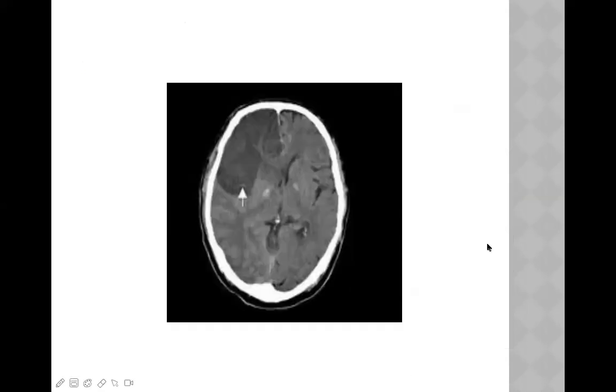Let's move on. Now, another CT scan. Okay, so see there, this is hypodense area. You can clearly see hypodense area here. So this is ischemic stroke. This is the normal density of the brain. This is hypodense area.